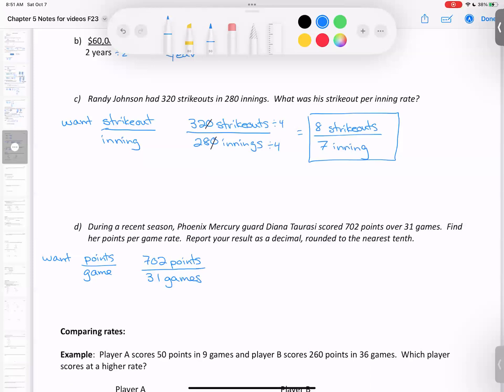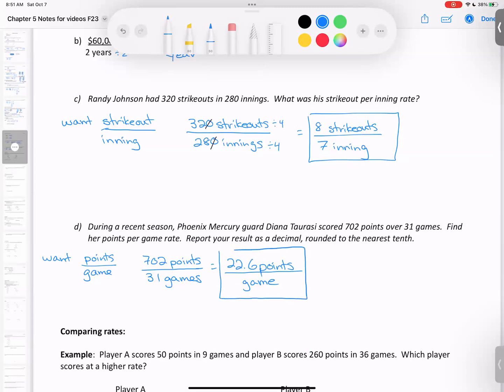And so what we're going to do here is do the division on our calculators to get a decimal answer. It's told us to round to the nearest 10th. So on your calculators, do 702 divided by 31. And I get 22.645 something. So rounded to the nearest 10th, then I've got 22.6. And so that's points per 1 game or points per game. And so this is a true unit rate because it's per 1 game.